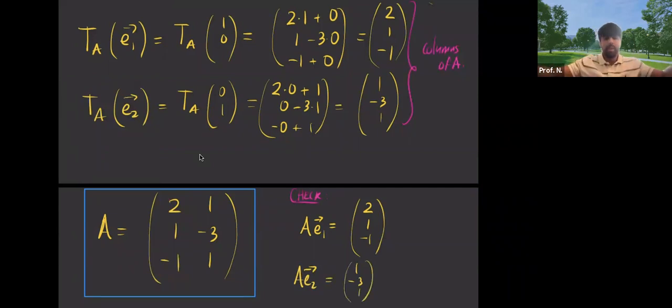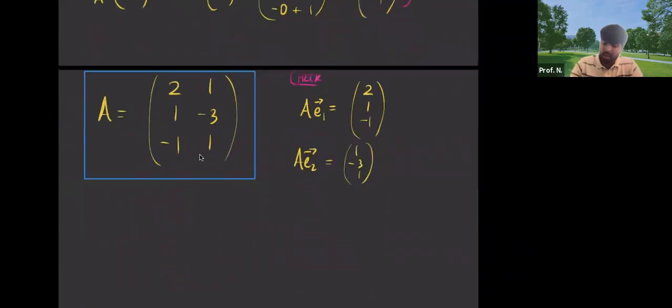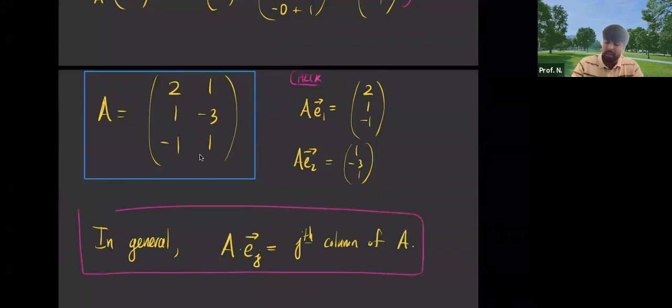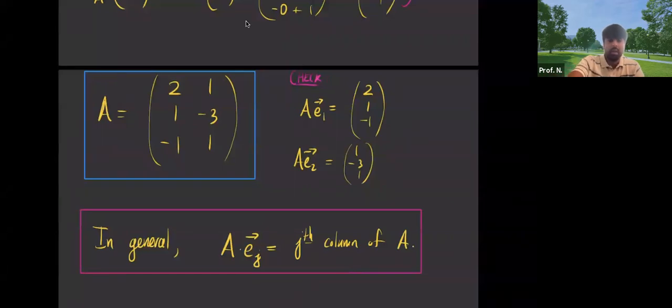And if you have more dimensions, if you have E3, E4, En, right? When you multiply, so in general, A multiplied by EJ is equal to the jth column of A. And that's why we talked about standard basis vectors, and that's why we talked about vectors and so on and so forth.